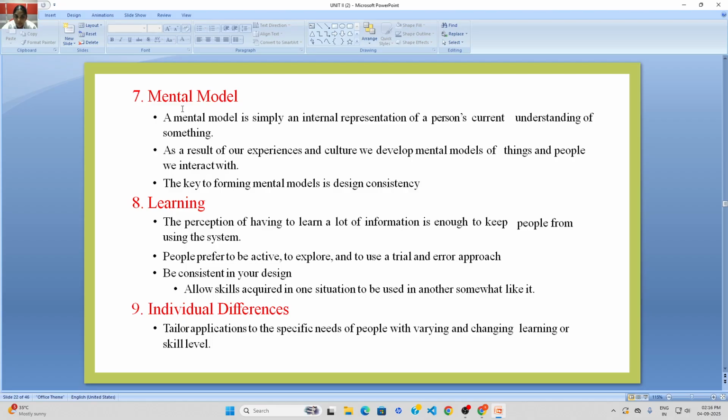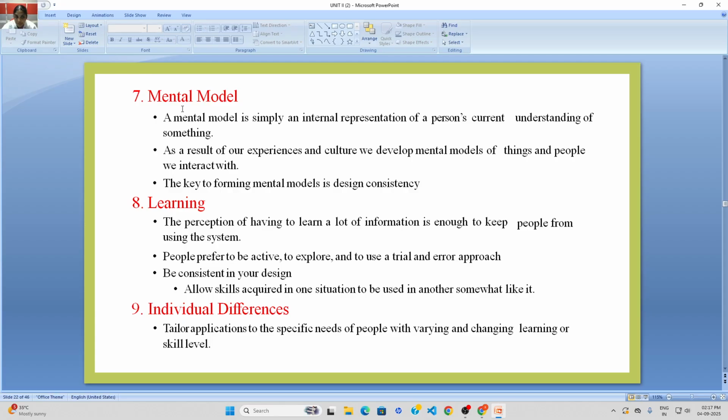Then learning. Having to learn a lot of information is enough to keep people from using the system. While interacting with systems, as we already said, human-computer interaction means the user will interact with the computer. That is the communication we have seen. Having to learn a lot of information keeps people from using the system. People prefer to be active, explore, and use a trial-and-error approach.